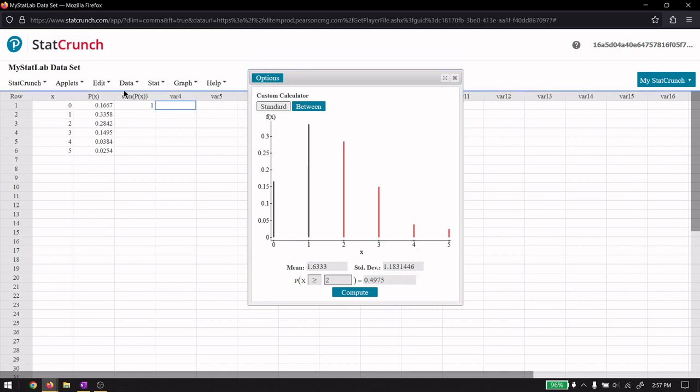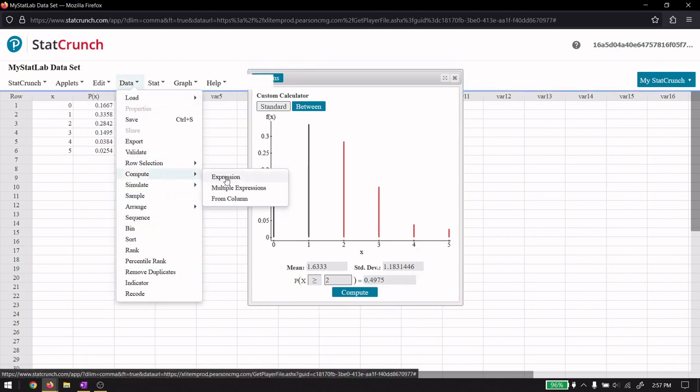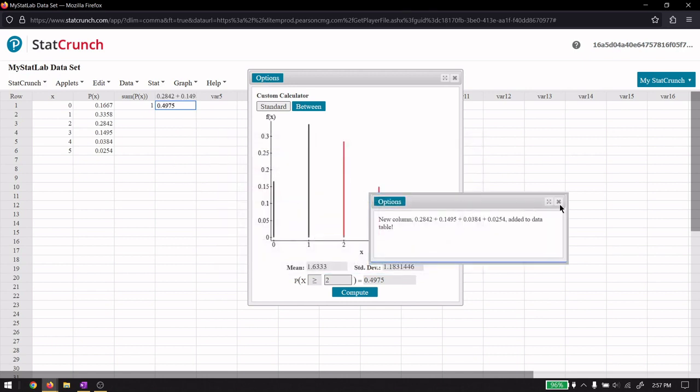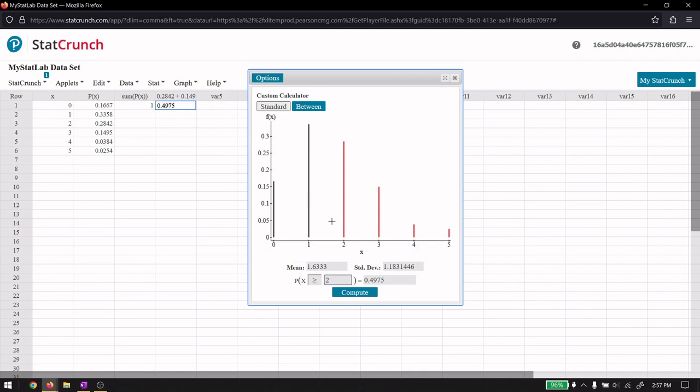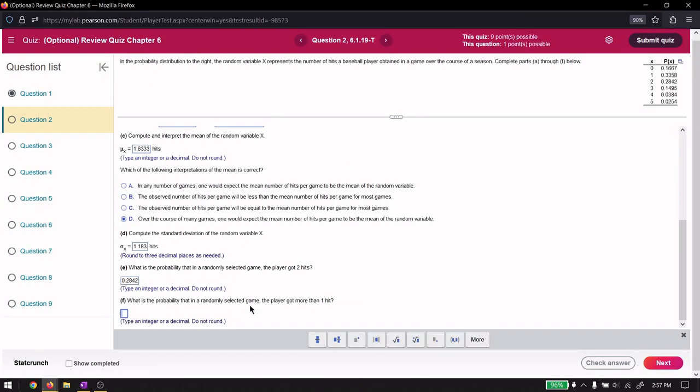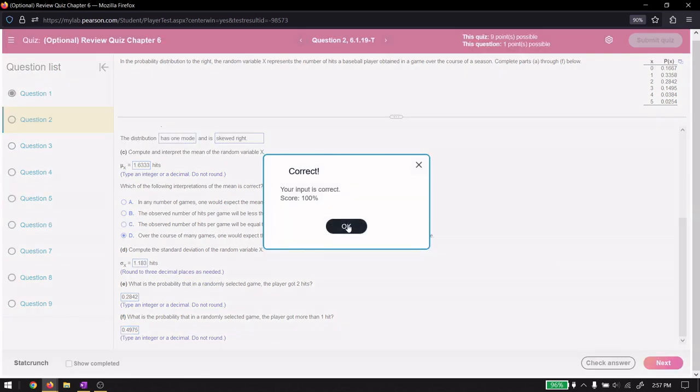What I could do is go to data, compute, and then just add these 4 up. I think those are all right. And you can see I get the exact same number, 0.4975. Okay. Check those answers, and they're all correct.